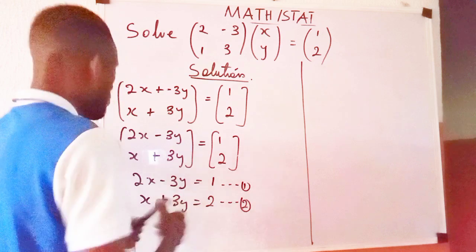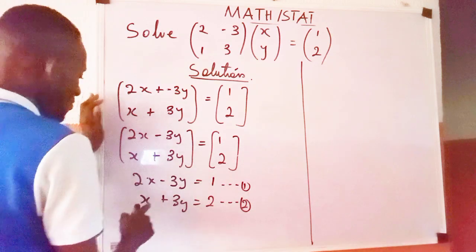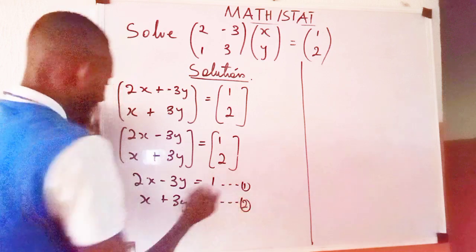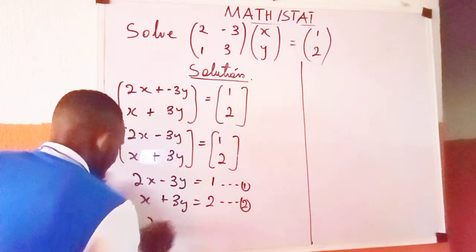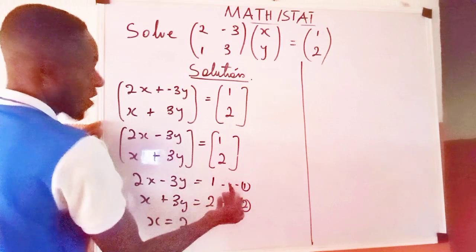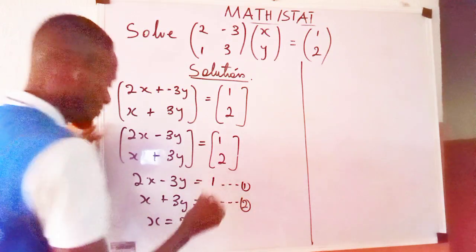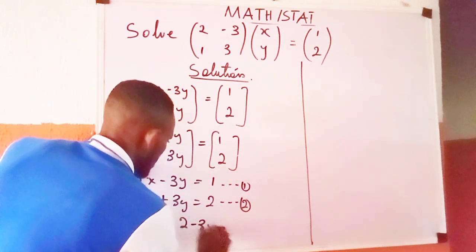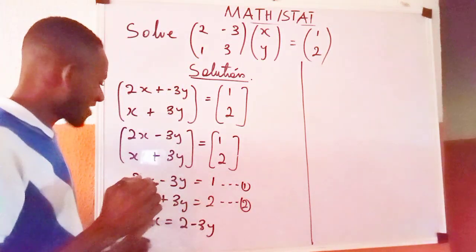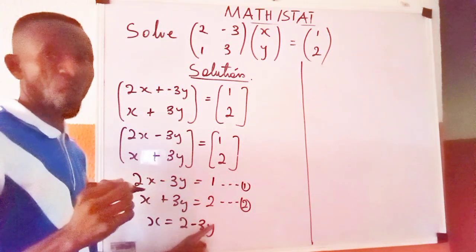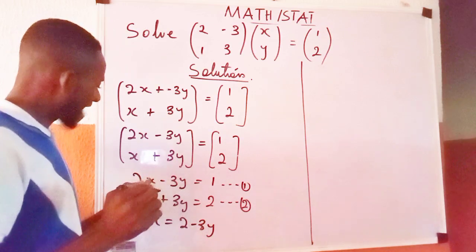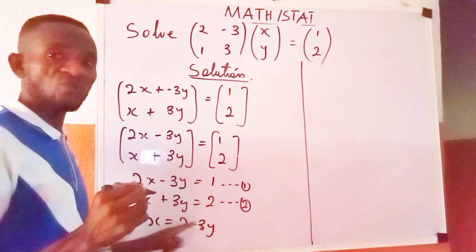From equation 2, if I want to make x subject of formula, this 3y goes over there. And what I'm now going to have is x equals 2. This plus 3y coming over here takes minus. So I have minus 3y. So from equation 2, I've got to know that x equals 2 minus 3y. So I'll come back to equation 1.